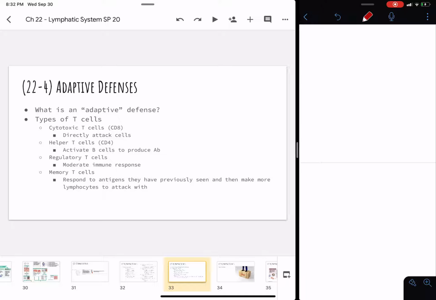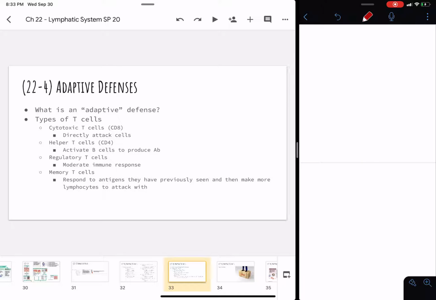So first we have cytotoxic T cells, which are CD8 cells also. They're called the same thing. These cells are cytotoxic, so cyto meaning cell, toxic meaning toxic, so they directly kill cells. Then we have another type of T cell called a helper T cell. They're also called CD4 cells. They do exactly what their name suggests. They help B cells produce antibodies.